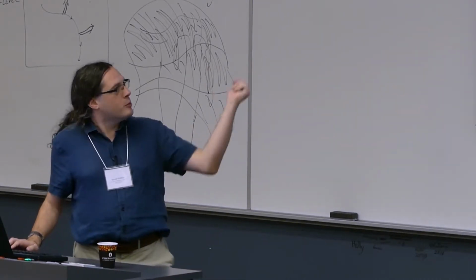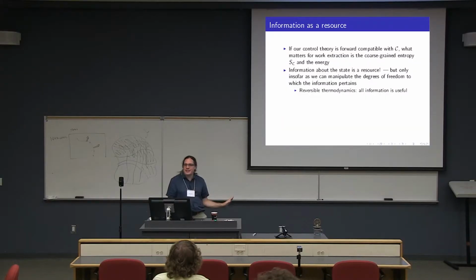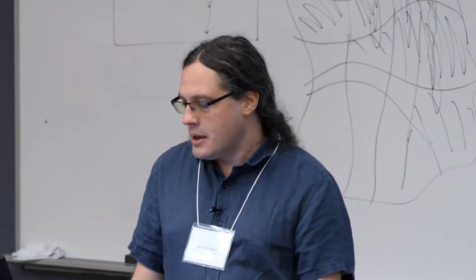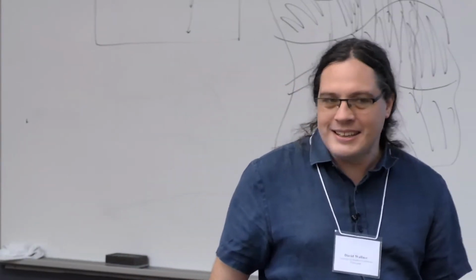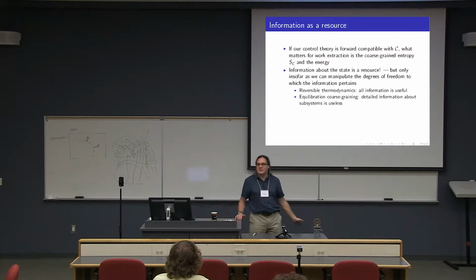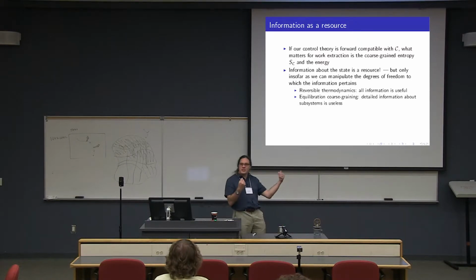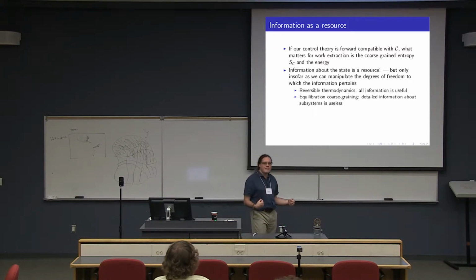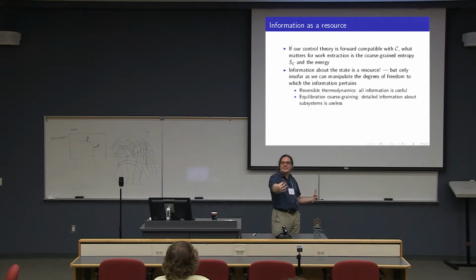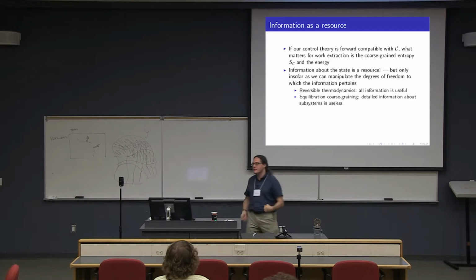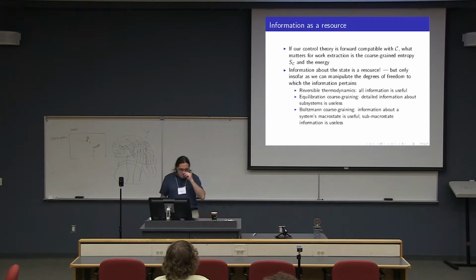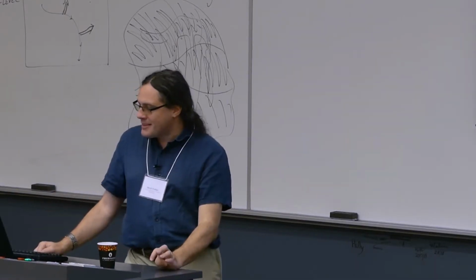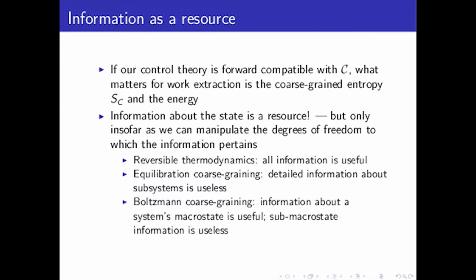So, in reversible thermodynamics, any information about the state is useful. In equilibration coarse graining, detailed information about the subsystems is completely useless. The only thing that's useful in an equilibration coarse graining is information about the different entropies and energies of the different systems, because you can use that to extract free energy of thermal mixing. In Boltzmannian coarse graining, information about the system's macrostate is useful, but the sub-macrostate information is useless.